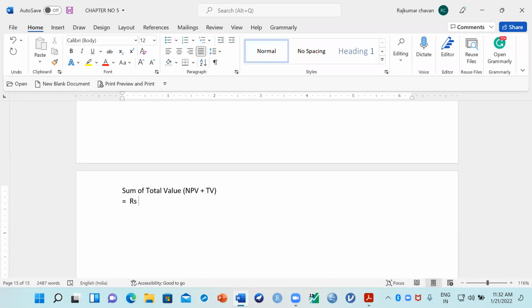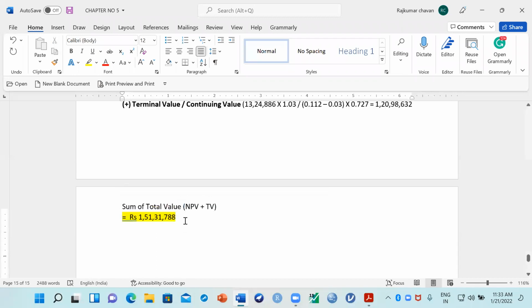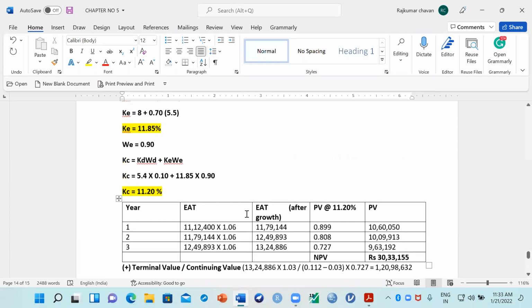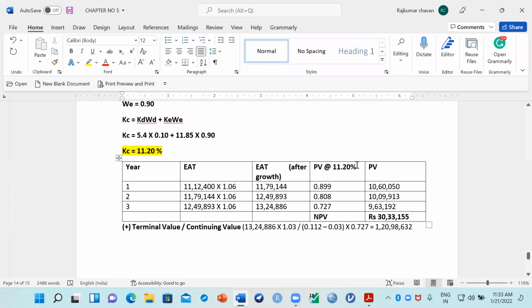Rupees 1 crore 51 lakh 31,788. Okay, so this was the total value of this restaurant, based on this particular WACC rate.